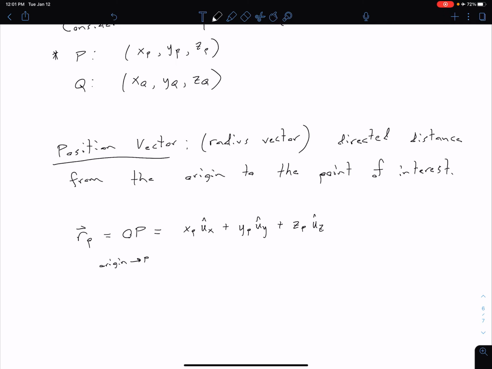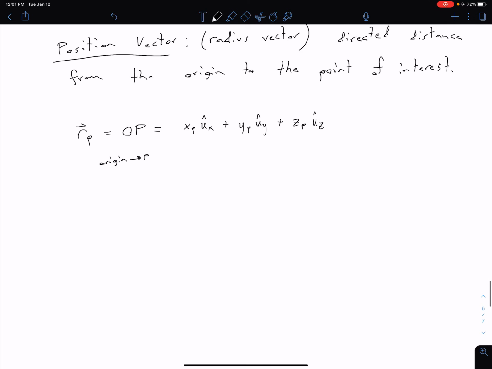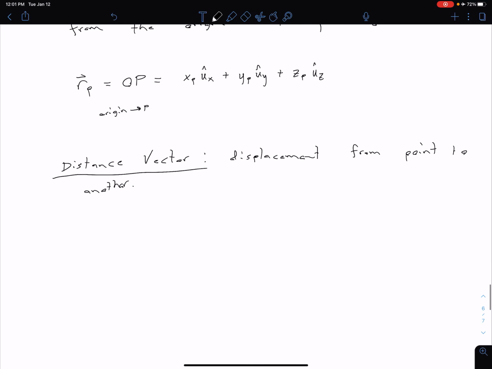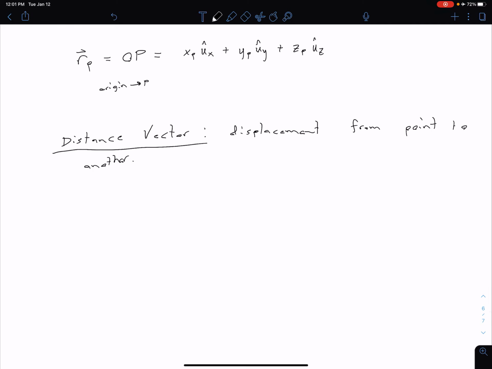Now let's say we're also interested in the distance between points P and Q. If that's the case, we want to use something called a distance vector. Our position vector is really a special case of our distance vector where one of our points is the origin. Our distance vector is simply the displacement from one point to another.